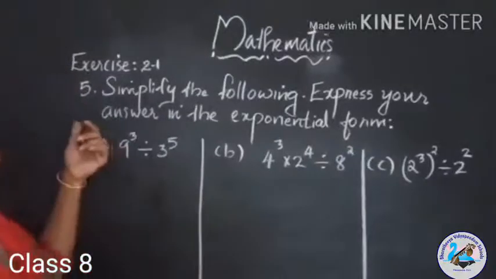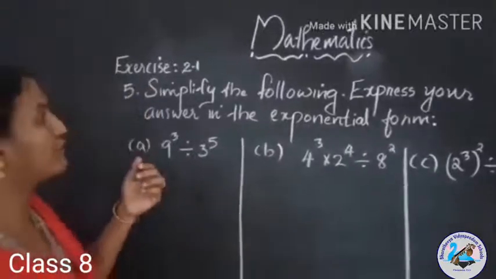In the previous class, we discussed laws of exponents and solved some problems. In today's session, we shall discuss the remaining problems of laws of exponents and writing numbers in the standard form. Let's begin. Next, question number 5 from exercise 2.1.